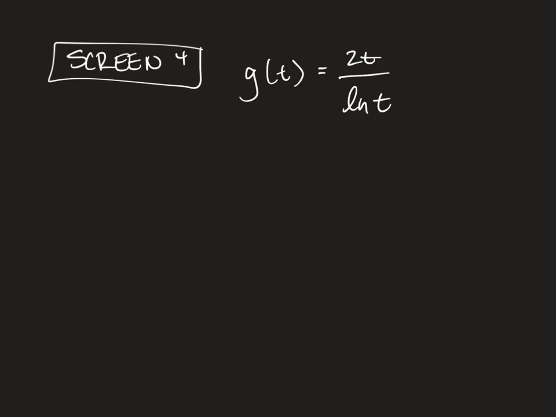Okay, on this one, we are going to need the quotient rule because we have a function, 2t, divided by another function, the natural log of t. So let's get the quotient rule up here. I'm using some abbreviation here, but this is the gist of it.